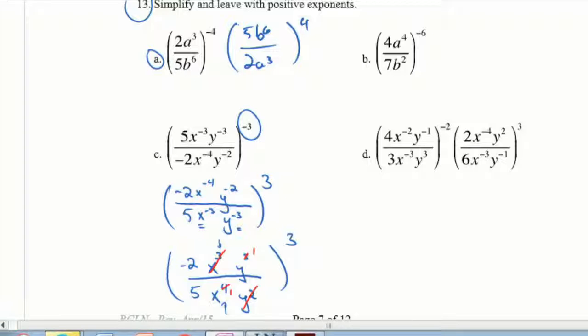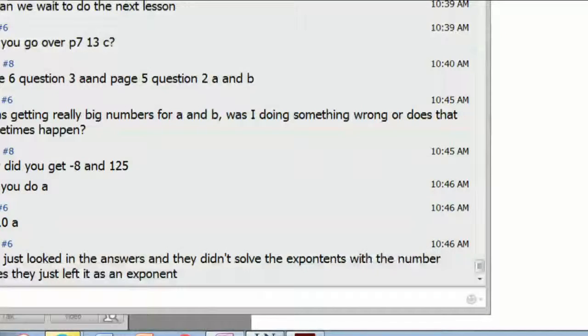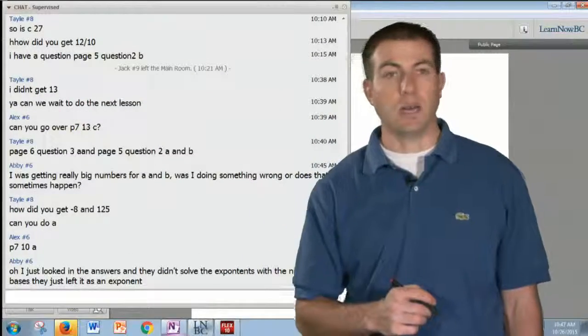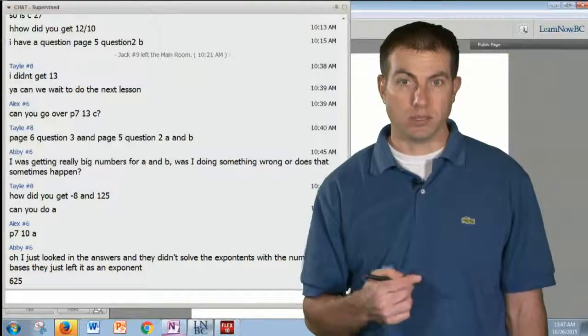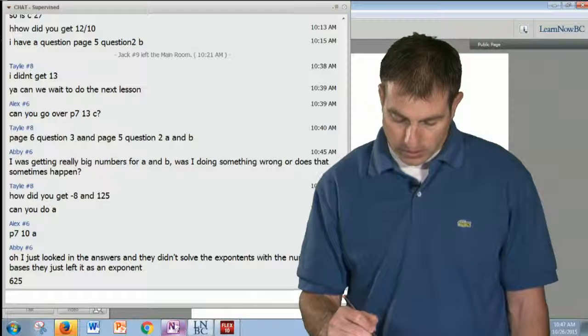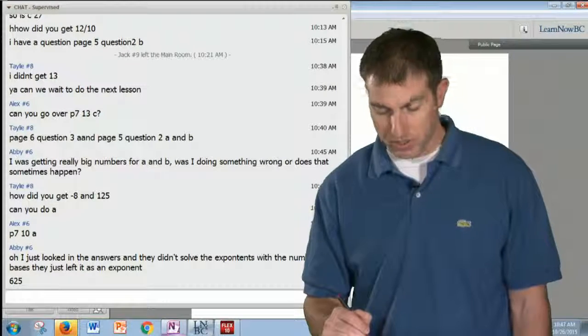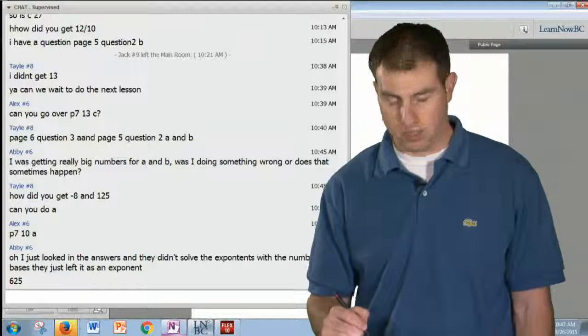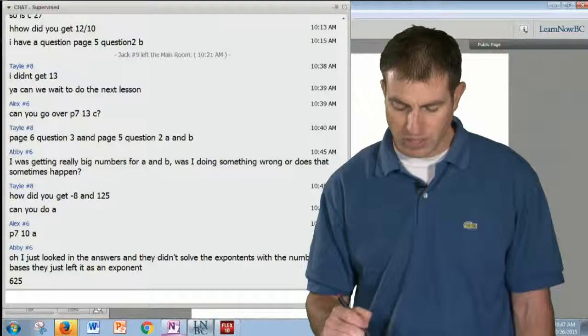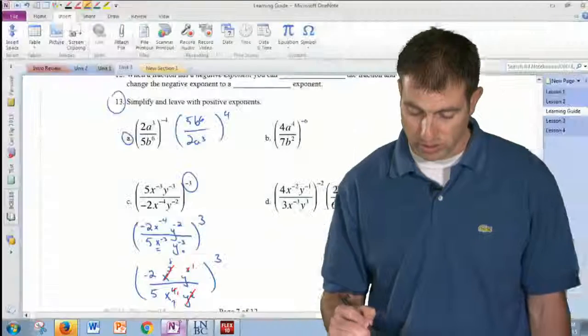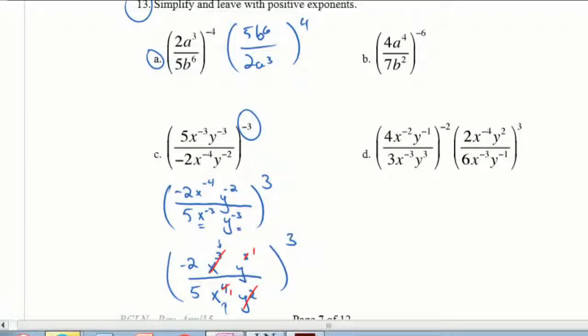I looked at the answer, they didn't solve the exponents with the number bases. Oh, okay. So if they've left the bases as just exponents, that's fine. I don't know if that's common or not. I would expect that they would actually calculate those out if they're asking us to evaluate. So that's kind of what I'm going to stick with. 5 to the power of 4 is 625.